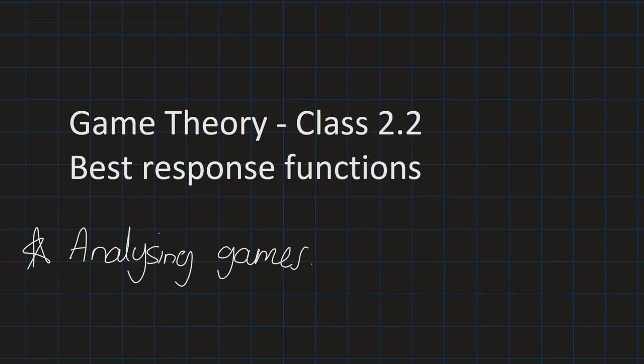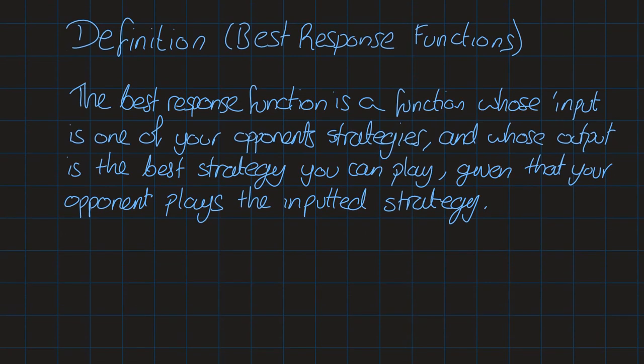So let's start with the definition. A best response function is a function whose input is one of your opponent's strategies and whose output is the best strategy that you can play given that your opponent plays the inputted strategy. So it's like you ask it, if my opponent plays this, what's the best thing that I can do? And it tells you what the best thing you can do is in response to your opponent. Okay, and there's some notation for this.